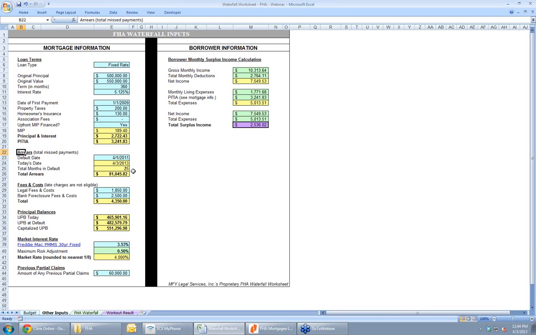So then we have many of the same fields that we see in the other worksheet. We have the default date, today's date, total months in default.